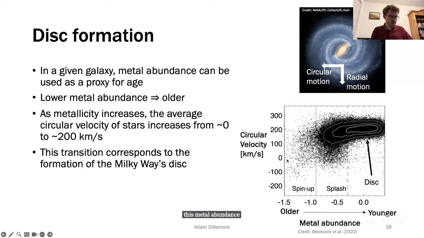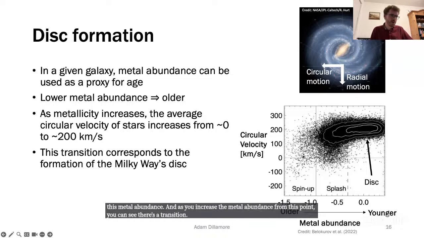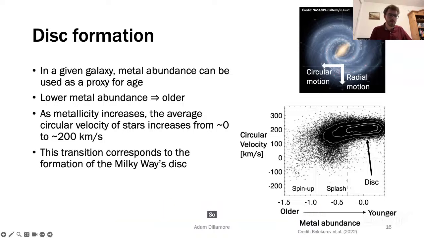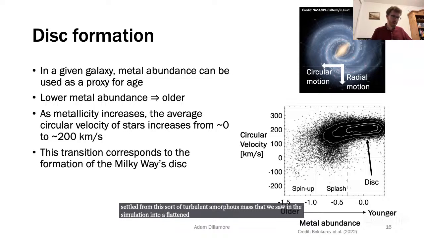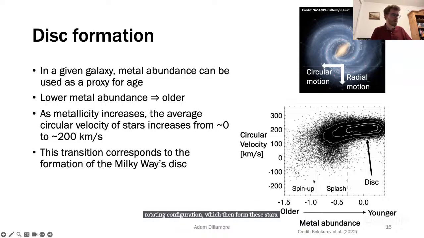And as you increase the metal abundance from this point, you can see there's a transition. The average circular velocity increases from around 0 up to 200. So this transition represents what we call the spin up of the disk, the point at which the gas settled from this sort of turbulent amorphous mass that we saw in the simulation into a flattened rotating configuration, which then formed these stars. So that's the spin up. The splash is something else which I may mention later if I have time. But what we're seeing here is the formation of the Milky Way's disk.